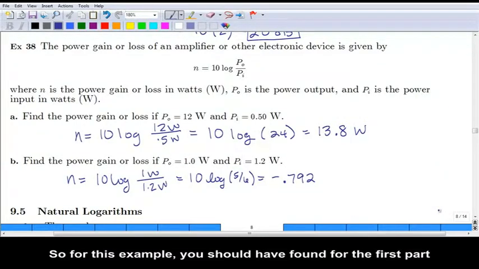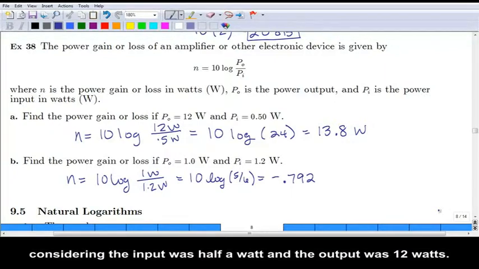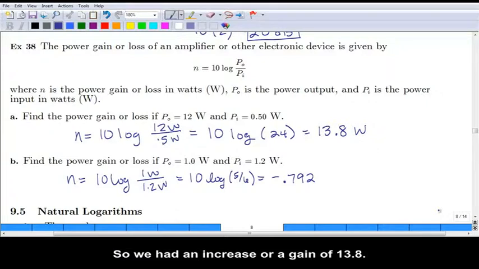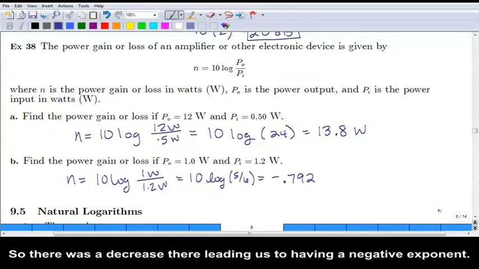So for this example, you should have found for the first part that the power gain was 13.8 watts, which makes sense considering the input was half a watt and the output was 12 watts. So we had an increase or a gain of 13.8. For part B, we ended up with a negative 0.792. Again, this would be a loss because we were having an input of 1.2 and an output of 1. So there was a decrease there, leading us to having a negative exponent.